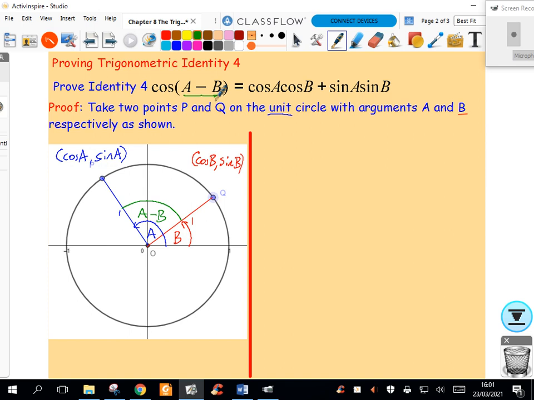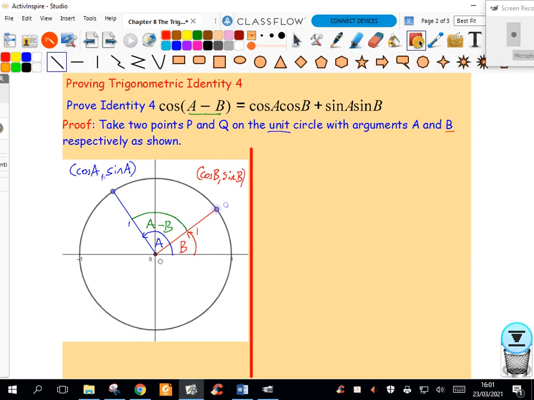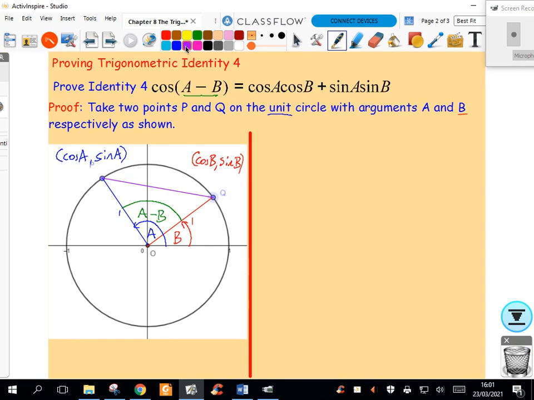So in order to prove this, the next thing I'm going to do is construct a line segment connecting point P to point Q, and think about the length of that line segment. I want to think about that distance. Let's just call it distance D here. Using the distance formula, we can say that D squared is going to be equal to the change in X squared plus the change in Y squared.